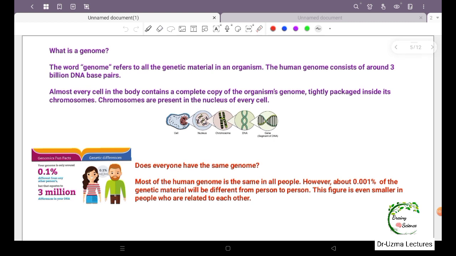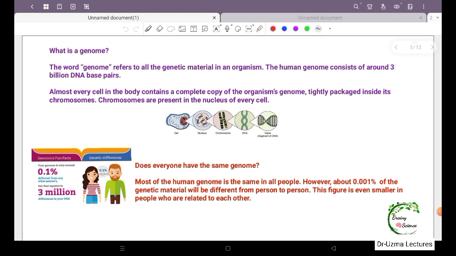Okay, let's see what the genome is. The word genome refers to all the genetic material in the organism, all the genetic material. Just remember this statement. The human genome consists of around 3 billion base pairs. Almost every cell in the body contains a complete copy of the organism's genome. If there is a defect, this leads to very serious diseases. Tightly packed inside it is the chromosome. You can see the chromosome structure. This is the chromosome. It has been very tightly packed. The chromosomes are present in the nucleus of every cell. I hope this point is clear.